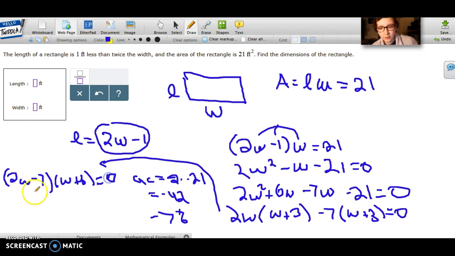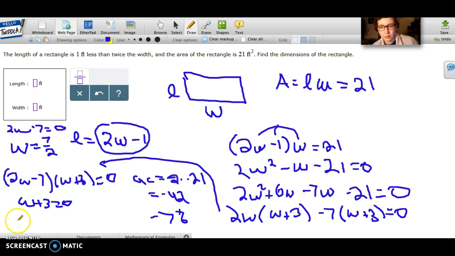This is set equal to 0, so one of these terms would have to be 0 for the whole thing to be 0. So we're going to set both equal to 0. So when 2W minus 7 is equal to 0, we add 7 on both sides, we divide both sides by 2, and we get W equals 7 halves. Then when W plus 3 equals 0, we subtract 3 on both sides.